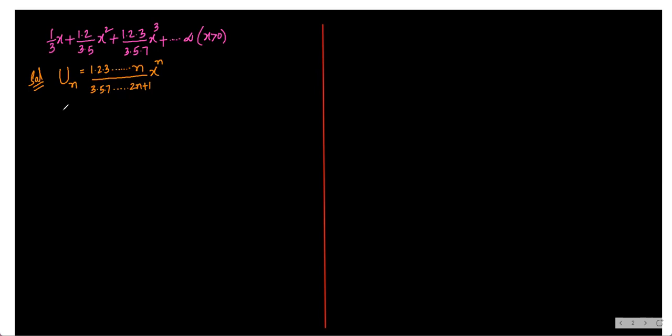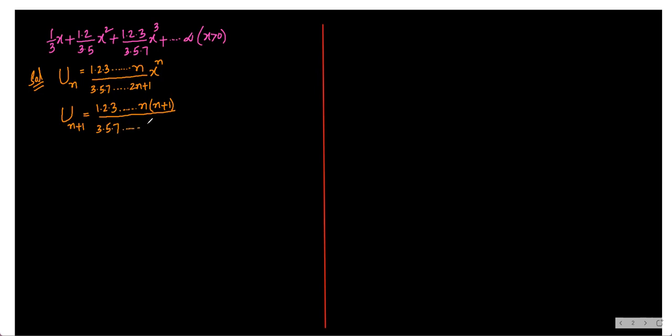Now which test do we use? One thing to note: in the limit comparison test, x never appears, so the limit comparison test fails because we are not getting any x values in that series. So the nth term we can find, and un plus 1 is the next term, where n is replaced with n plus 1, and the denominator is 3 into 5 into 7.